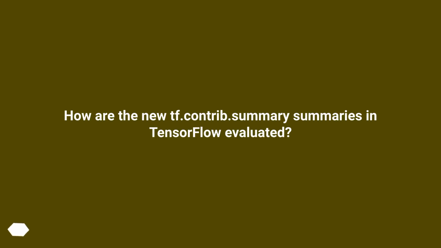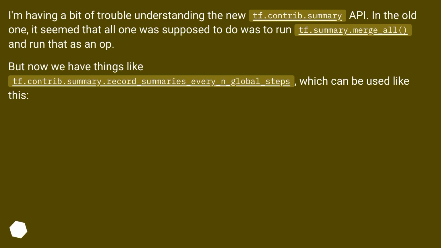How are the new tf.contrib.summary summaries in TensorFlow evaluated? I'm having a bit of trouble understanding the new tf.contrib.summary API. In the old one, it seemed that all one was supposed to do was to run tf.summary.merge_all and run that as an op. But now we have things like tf.contrib.summary.record_summaries_every_n_global_steps, which can be used like this.